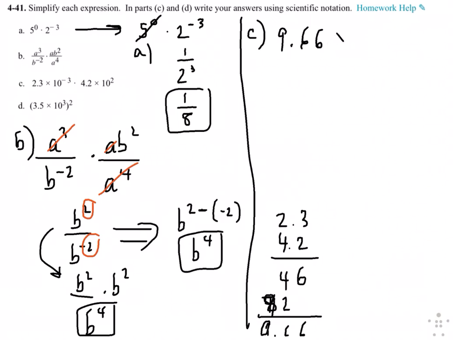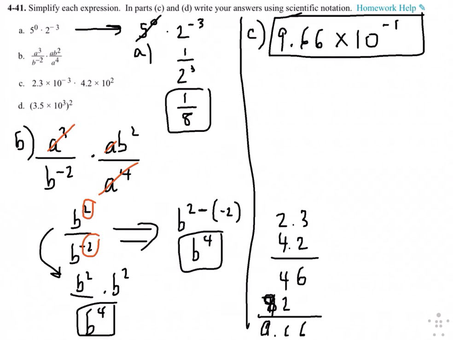So 9.66, and then 10 to the, now when we multiply with the same base, we add exponents. So it's negative 3 plus 2. Negative 3 plus 2 is negative 1. 9.66 times 10 to the negative first. Now this is simplified in scientific notation. It is okay to have this negative power in scientific notation. That's about the only place. It's simplified.